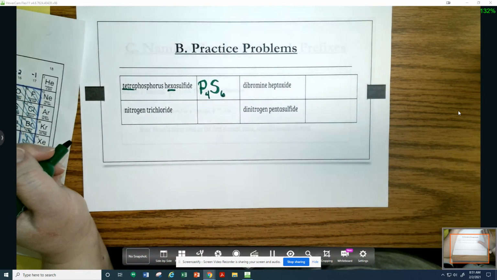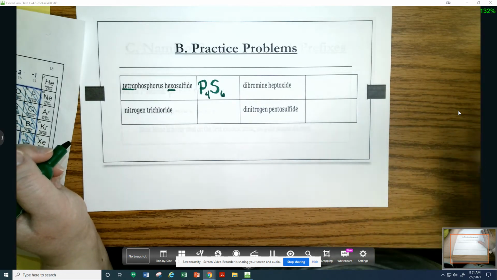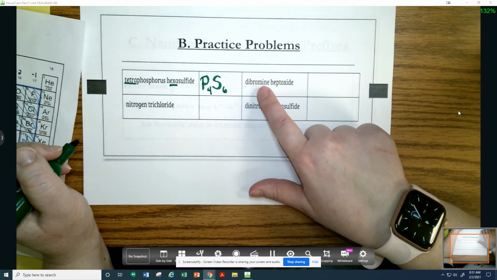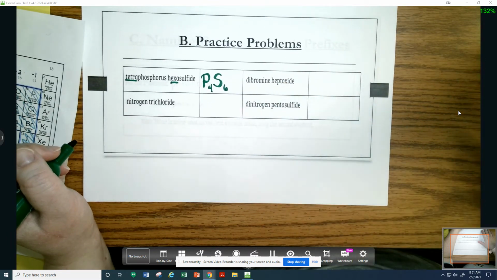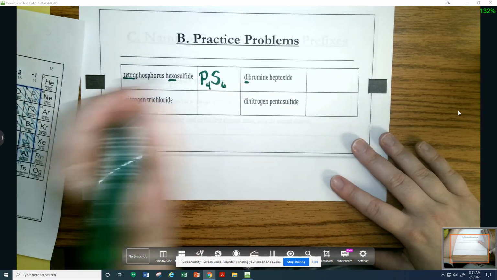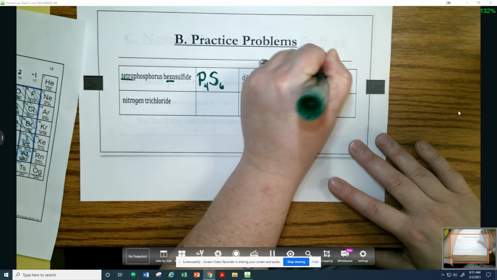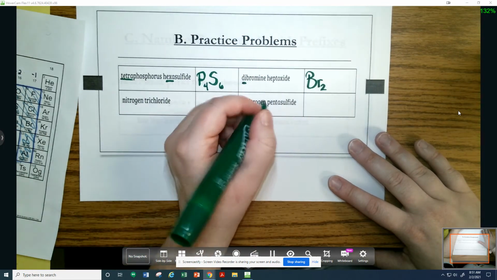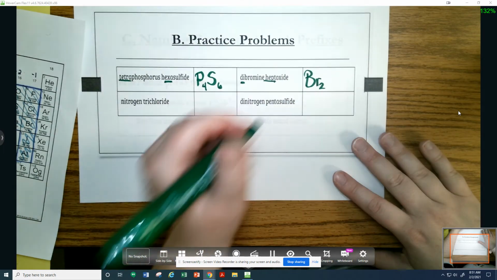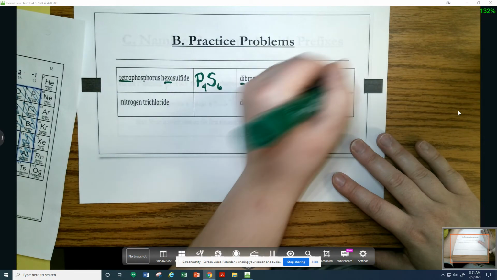Now the urge here is you probably want to simplify it down. So it's a 2 to 3 ratio. And that isn't going to work here. You leave it as is, no simplification. So we're done. This next one is dibromine heptoxide. My first element is bromine, and this prefix tells me how many. So I have Br2. Heptoxide: oxide is my second element, so oxygen, and the prefix hept means 7.